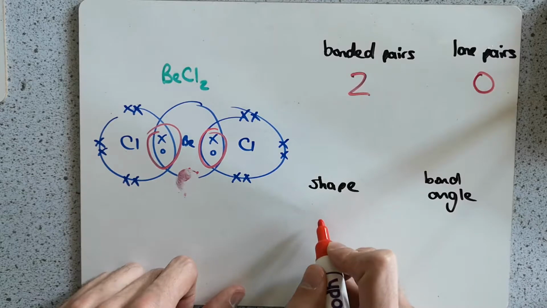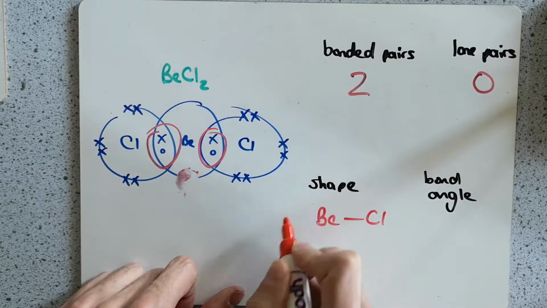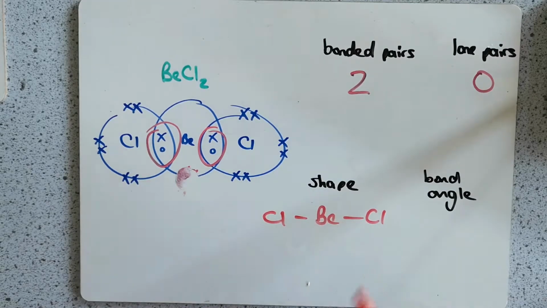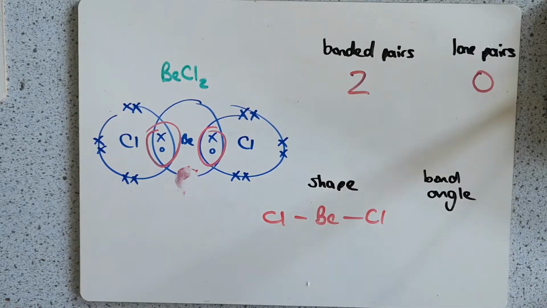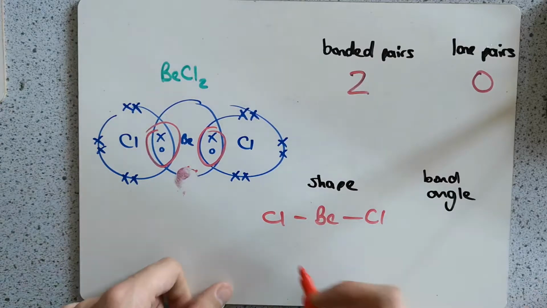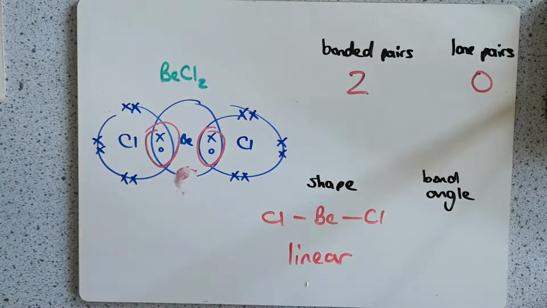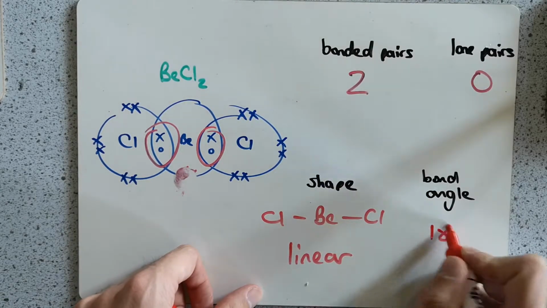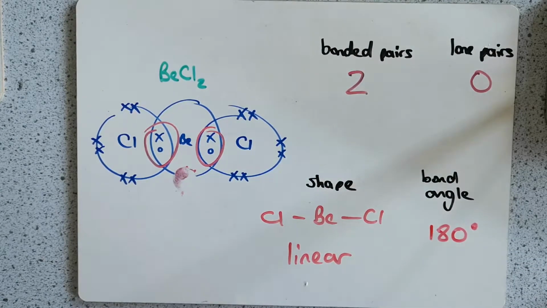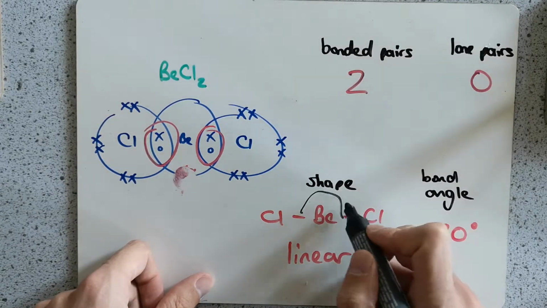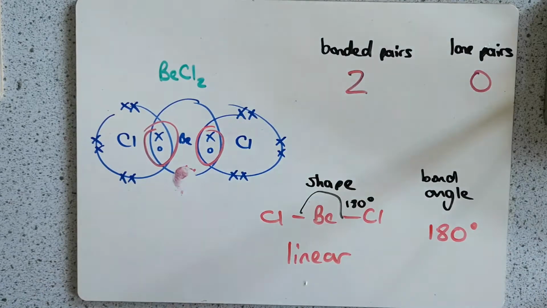So that means beryllium chloride's shape looks a bit like this. What happens is the electrons in these bonds push away from each other and they try and get as far away as possible. So in this, they try to get as far away as possible, and that is just to go from one side to the other. So that gives us this shape, which we just call linear. Nice straight line. The bond angle in a linear is 180 degrees. From this bond right round to this bond, we've got 180 degrees there.